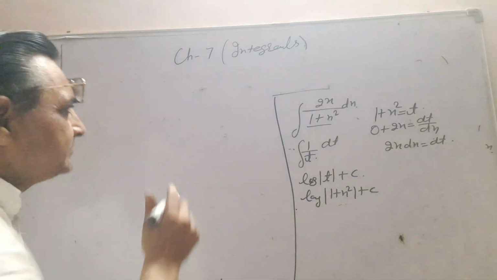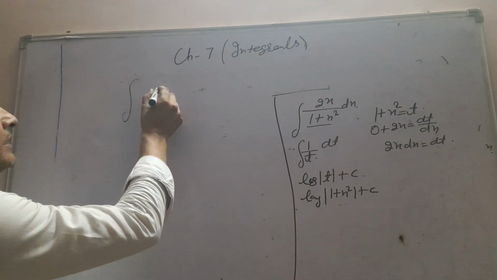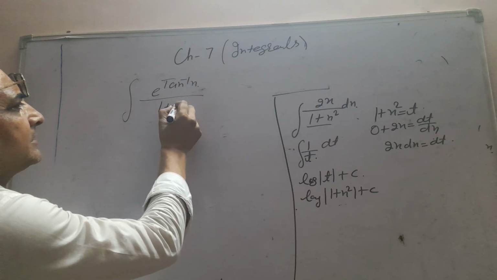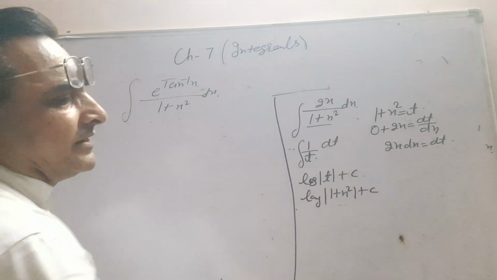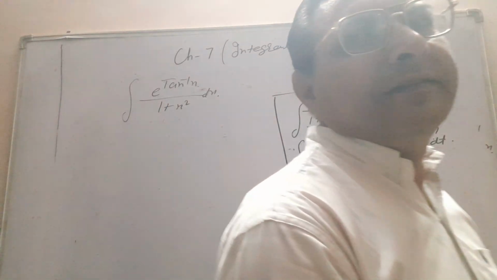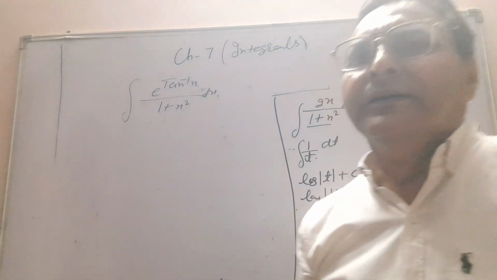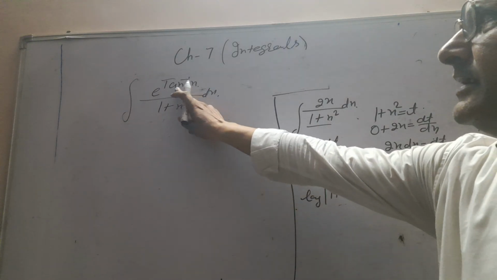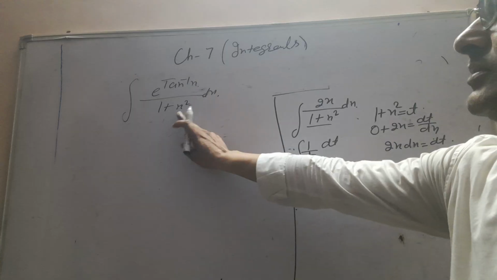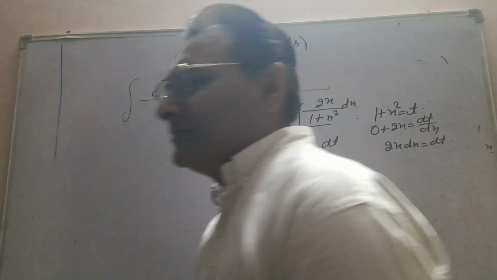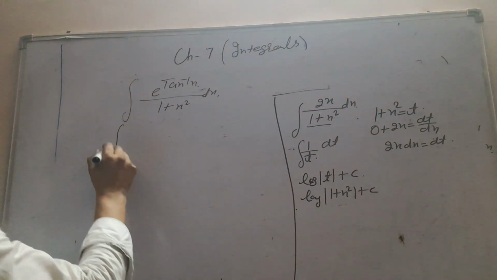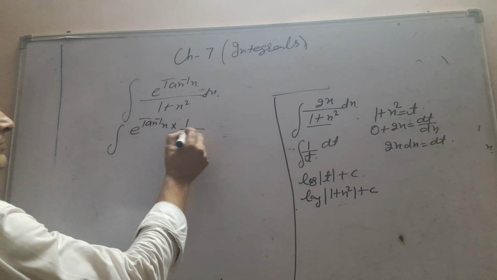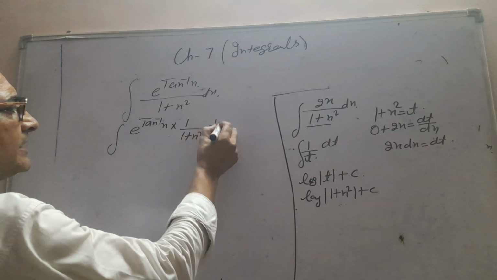Here the question is e power tan inverse x upon 1 plus x square. This is a very interesting question. So how we will solve this question? Here derivative of tan inverse x is 1 upon 1 plus x square. We know it. So we can write it e power tan inverse x into 1 upon 1 plus x square into dx as it is.